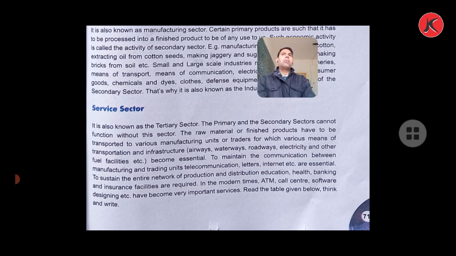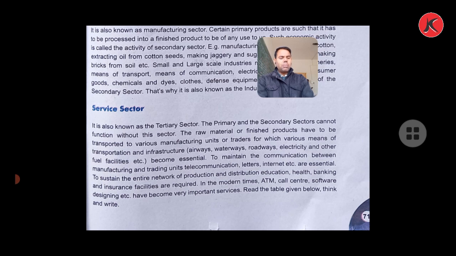So students, from the primary sector we get things directly. After that, the secondary sector polishes them and makes new things, and after that we need transport and infrastructure, which we are given. So that is the main thing, and the service sector is essential.